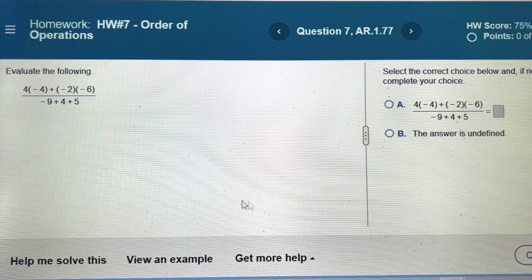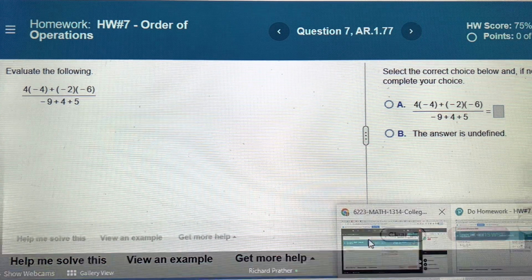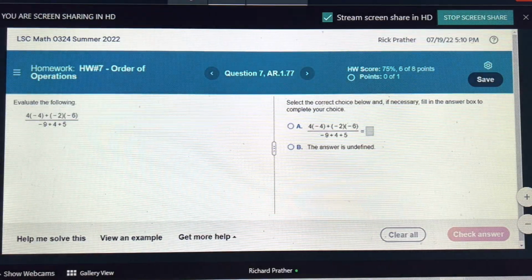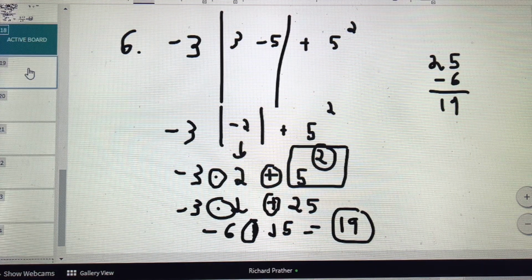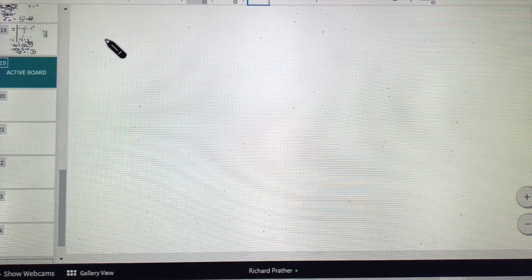Okay, I see where they're going with this one. But it's similar to the other ones we had with fractions. Try to get the top down to a single number. Try to get the bottom down to a single number. Then you divide them last.